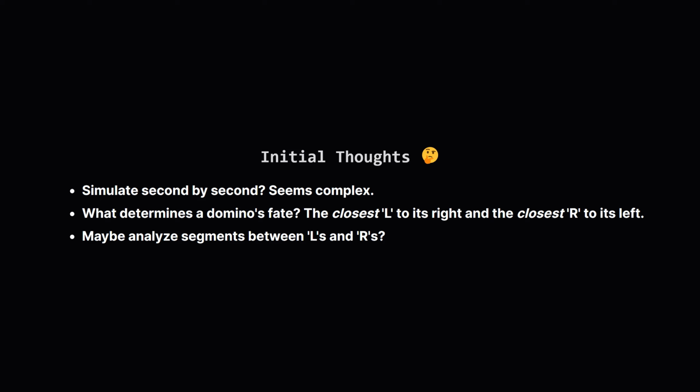So how could we solve this systematically? Simulating it second by second seems tricky. Keeping track of which domino pushes which, and resolving the balanced forces at the exact same time step sounds complicated and maybe slow. There might be race conditions if we're not careful. What really matters for a standing domino? It seems to be about the nearest push from the left, which must be an R, and the nearest push from the right, which must be an L. This gives us a couple of ideas for better approaches.